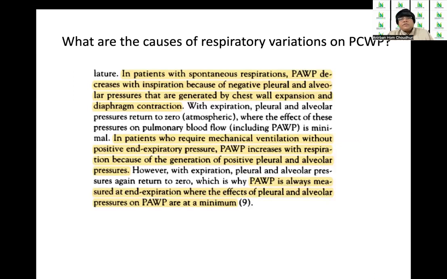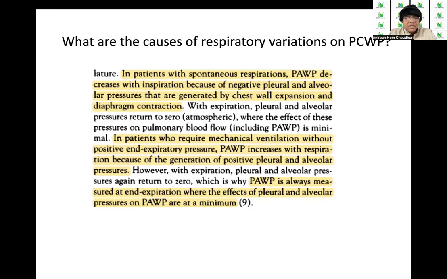Now, what are the causes of respiratory variations in pulmonary artery occlusion pressure or wedge pressure? In patients with spontaneous respiration, this wedge pressure decreases with inspiration because of negative pleural and alveolar pressures, which are generated by chest wall expansion and diaphragm contraction. With expiration, these pleural and alveolar pressures return to zero, where the effect of these pressures on the pulmonary blood flow is minimal.